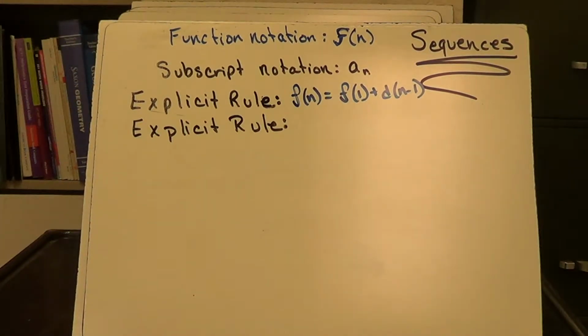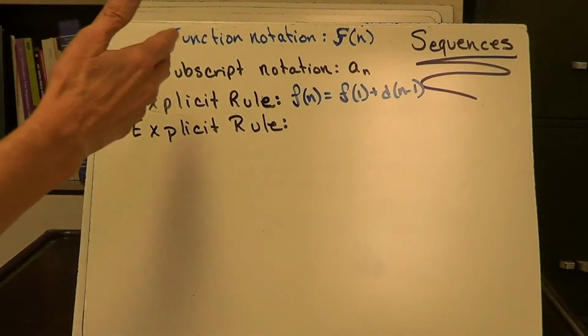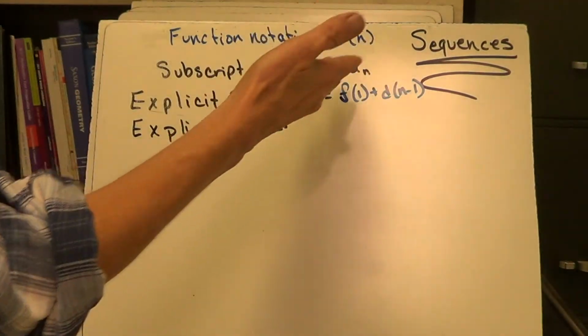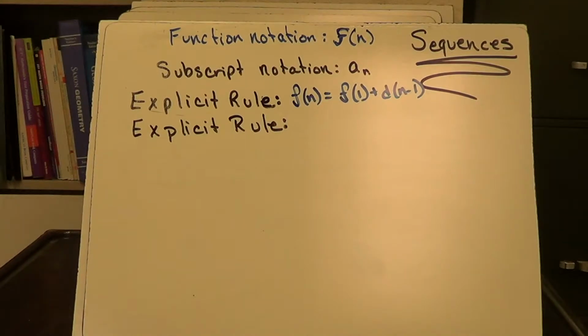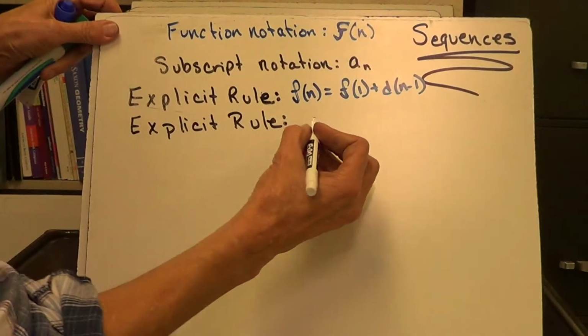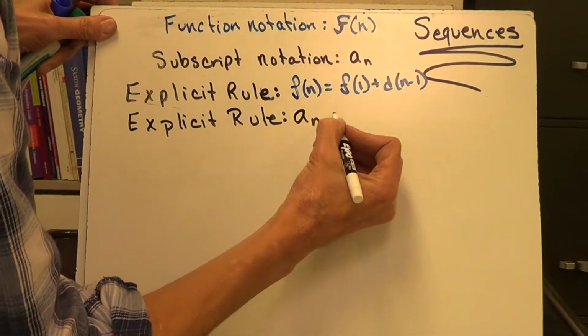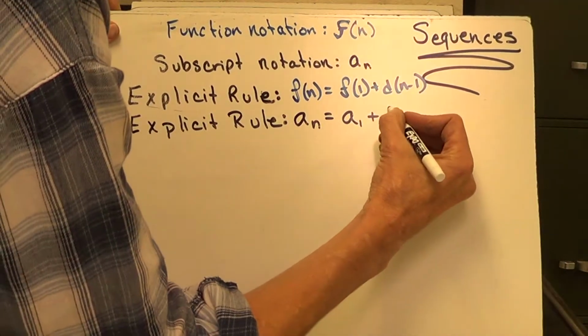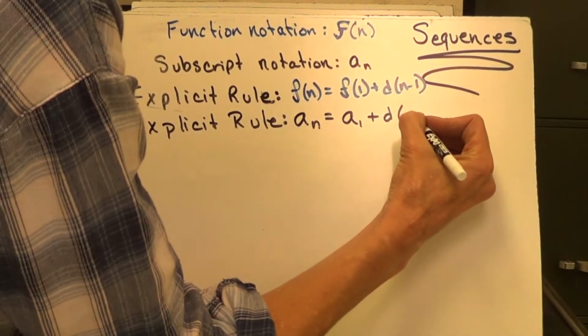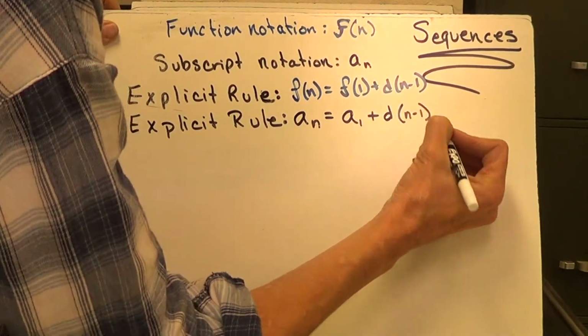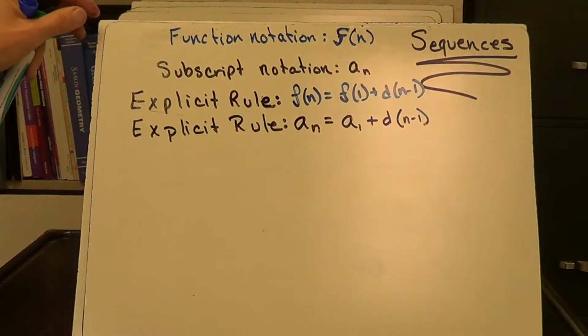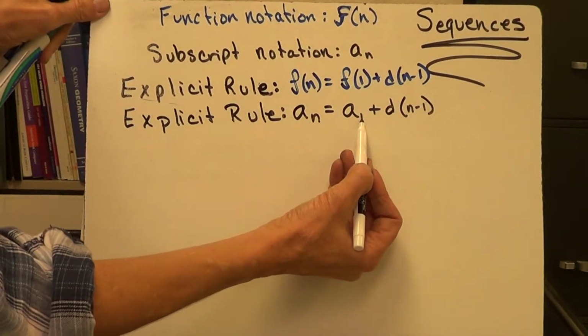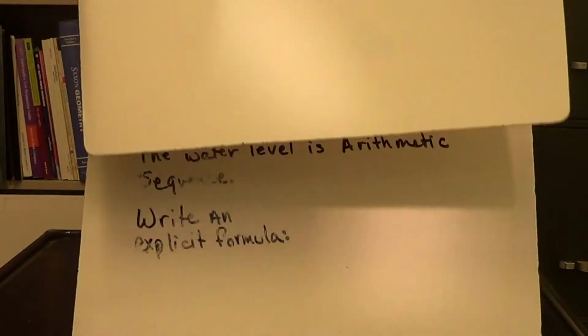Okay, function notation. You've been using function notation for the explicit rule, f(n) equals f1 plus d times n minus 1 is function notation with the f. Now I want to introduce subscript notation. Same kind of thing, but we just use a subscript. So a_n is a_1 plus d times n minus 1. Okay, so you're just showing that the position number is a subscript now as far as what term it is.